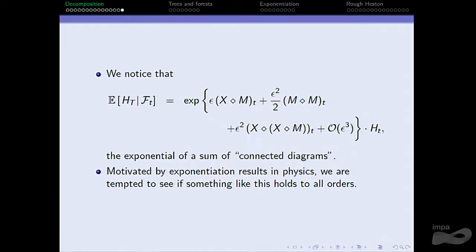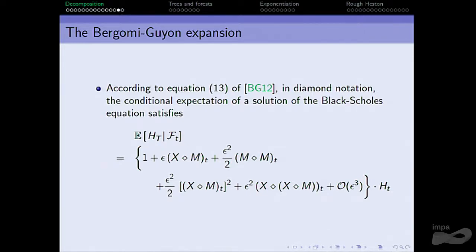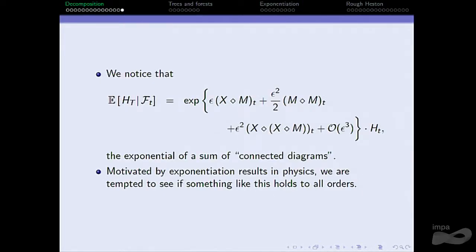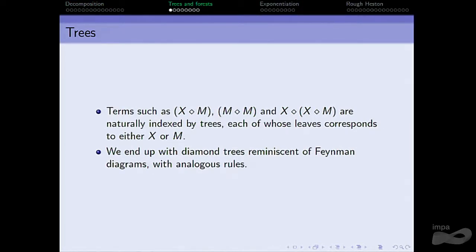Well, I'm going to tell you in a minute. So I say here, motivated by exponentiation results in physics, in particular one of my papers, where I show that cross-sections, in other words, probabilities of interactions, can be expressed as the exponential of a sum of connected diagrams. See, notice this is the square of a lower order term. This is the square of a, no, sorry, this is not. This is the square of a lower order term, this one. So it's tempting to say this should be the exponential of a sum of connected diagrams, and indeed it turns out to be so. So we look to see if we can do that.